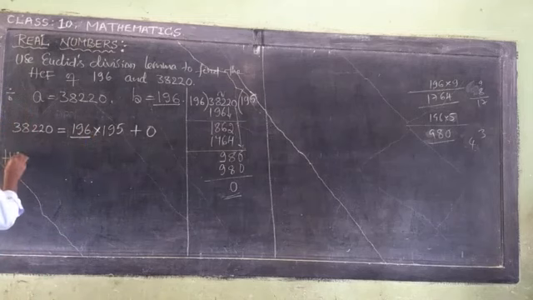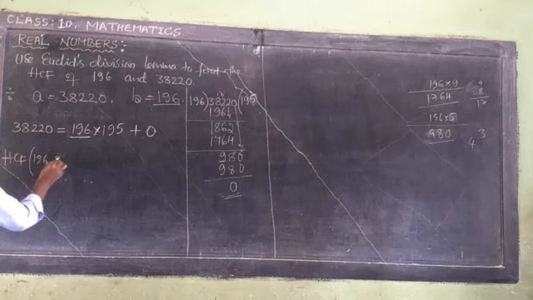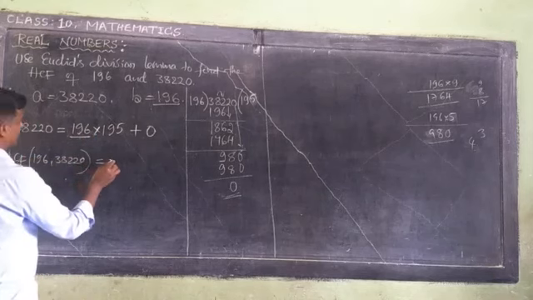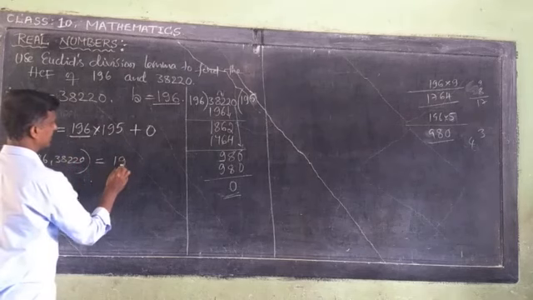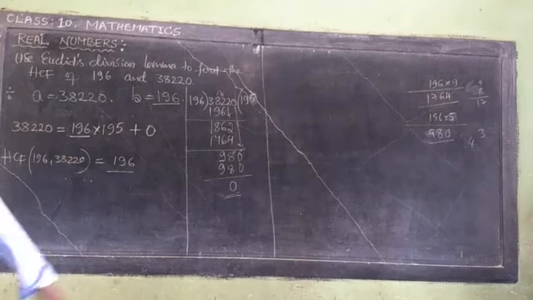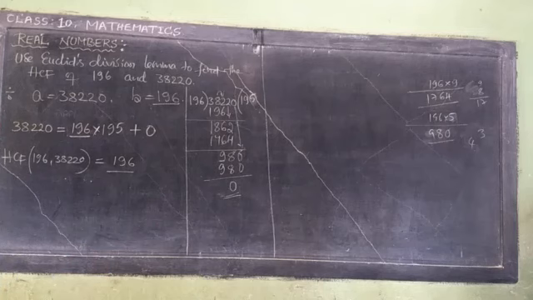Therefore, the HCF of 196 and 38,220 is equal to 196. This is the HCF. Okay.